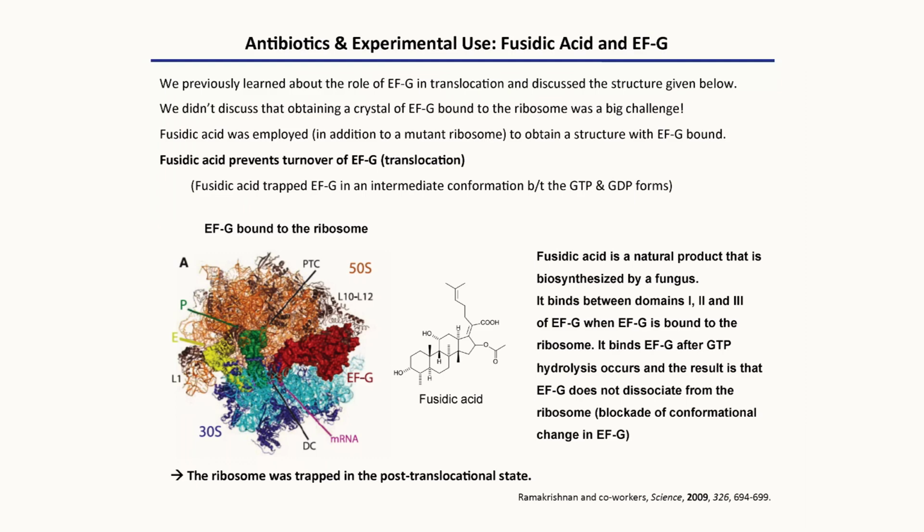And so this small molecule binds EFG, and it binds to EFG when EFG is bound to the ribosome. And moreover, it binds to EFG after GTP hydrolysis occurs. Okay, so the result is that this natural product can be used to trap the ribosome in this post-translocational state where EFG is still bound. So it's hydrolyzed GTP. There's been movement of the mRNA and tRNAs, but EFG cannot dissociate as a result of use of this small molecule.